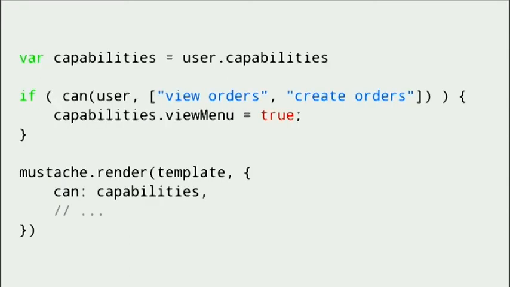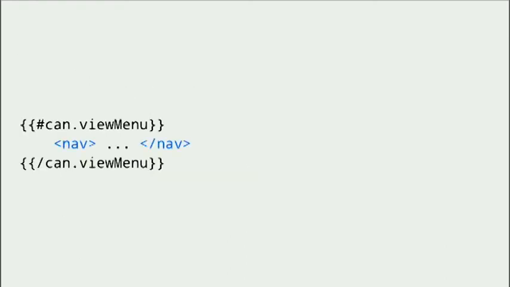So one way you can do that is you can augment the user's capabilities with the view-specific ones before you pass them into the Mustache method. And then you would get something like this, which is view-specific and so not sort of inappropriate.